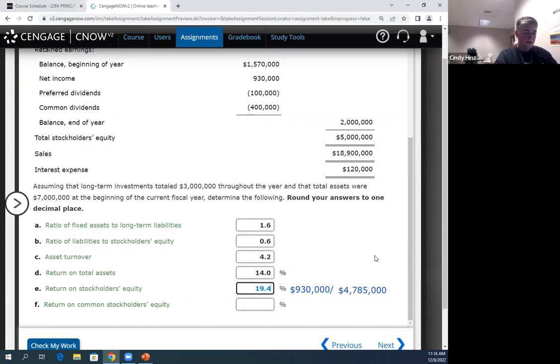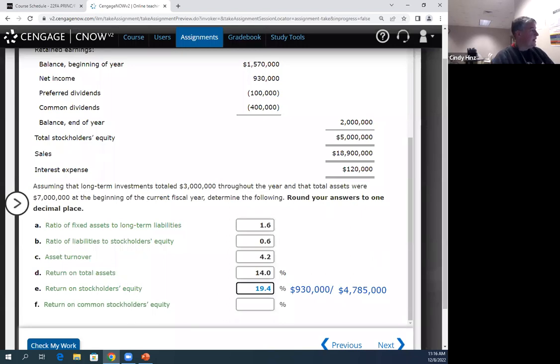So 19.4, rounded off to 1 decimal place, 19.4% return on the book value of the stockholders' equity. That does not mean that, if you are a stockholder, the value of your investment increased by 19.4% during the year. That's not at all what it means. It is strictly related to the book measures of net income and stockholders' equity. Doesn't mean it's not useful, but you need to be careful how you interpret that result.